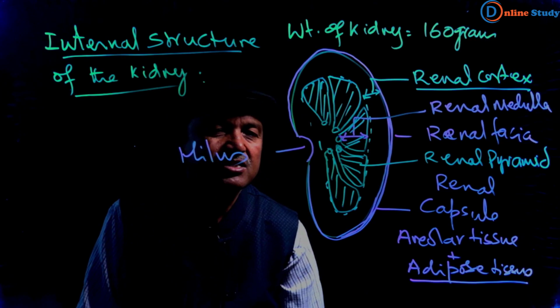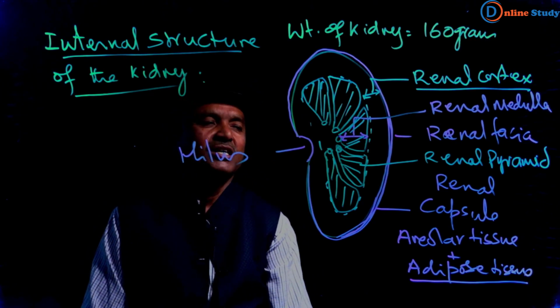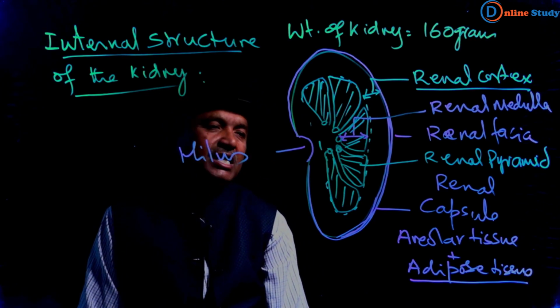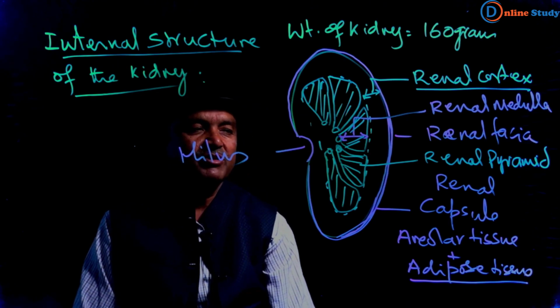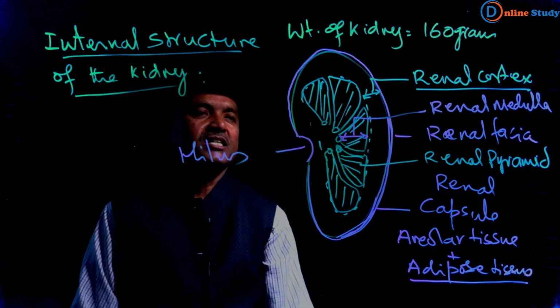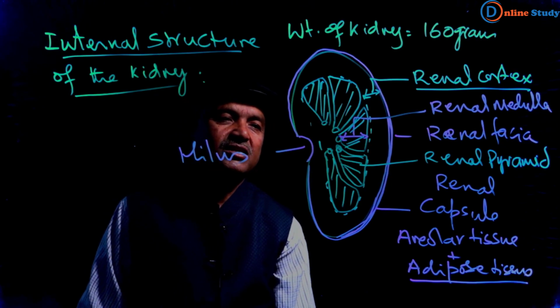You may be asked the number of renal pyramids in humans, then you can write any number from 7 to 18. 7 देखि 18 सम्म कुनै नम्बर हामी लेख्न सक्छौं.